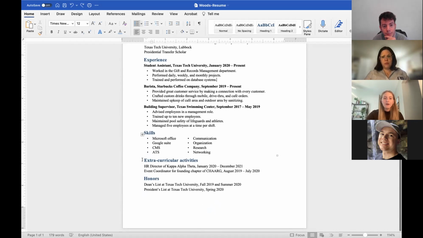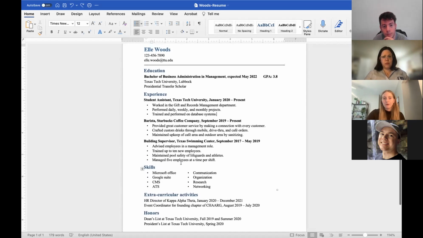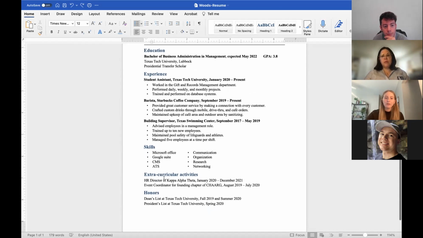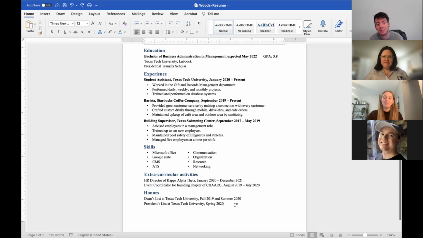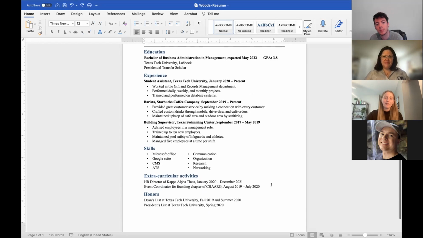And then towards the end, our extracurricular activities and honors. These are relevant because this person was applying for a recruiting position with this resume. So they have HR director of their sorority, and then some other relevant extracurricular activities. If they aren't relevant extracurricular activities, like if I'm part of a taxidermy group, I may not include that depending on where I'm applying, but these were relevant, so they're included here.